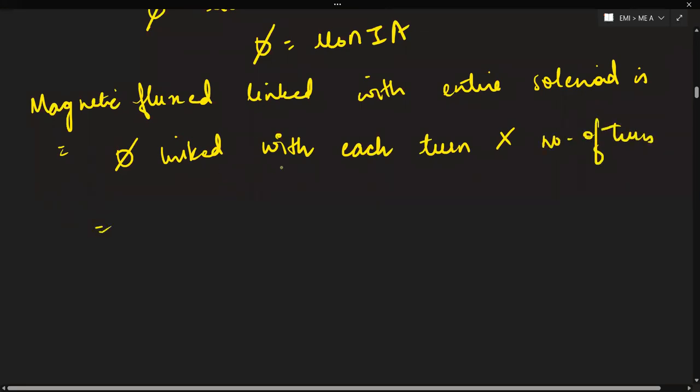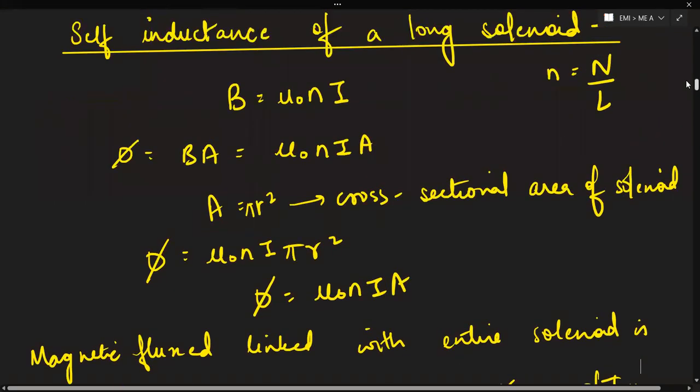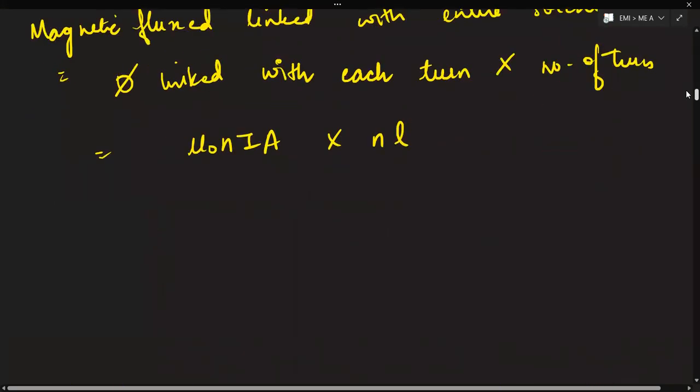So magnetic flux linked with each turn is what? Mu naught NIA. Number of turns will be small n into L. From this formula, that's why I asked you what was the formula of small n? Because from here number of turns can be written as n into capital N. Now what does the formula become? Mu naught n square LIA. This is the whole formula.